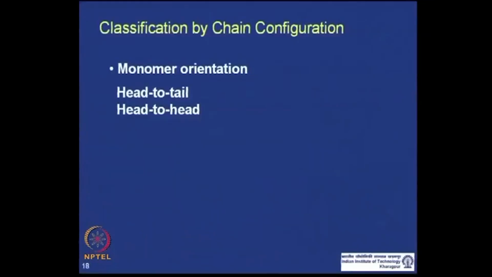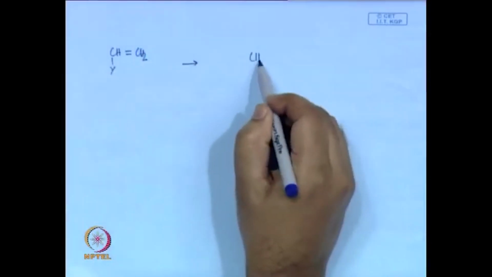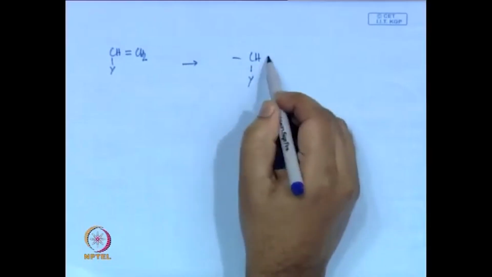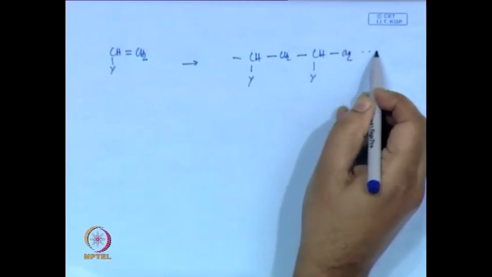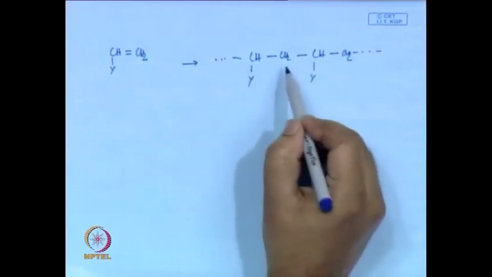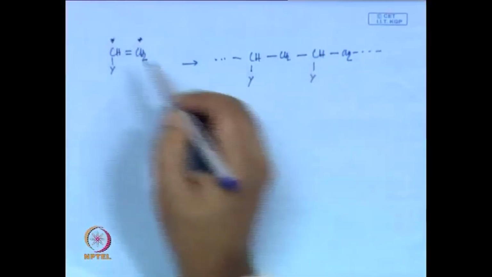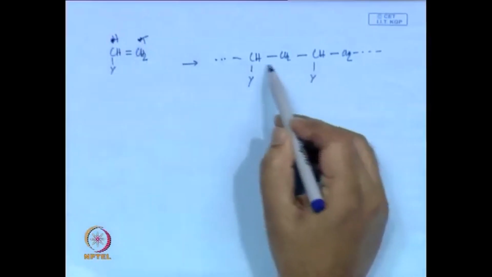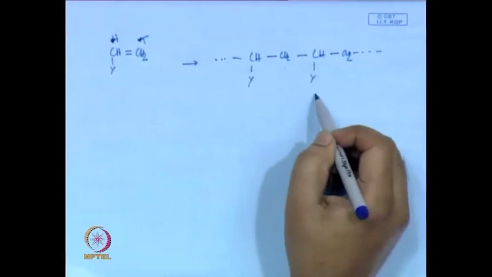We can classify polymers by chain configuration. For example, if I take a monomer like this, it can make polymers in two ways. If this is a head and this is a tail, this is head and this is tail, then the polymer is formed by linking between head and tail and so on. So, it is a head-to-tail polymer.